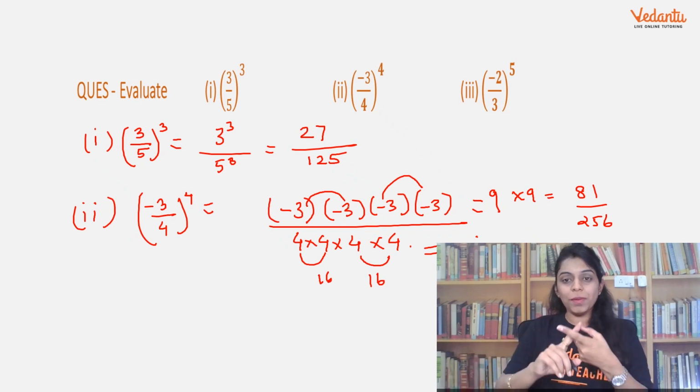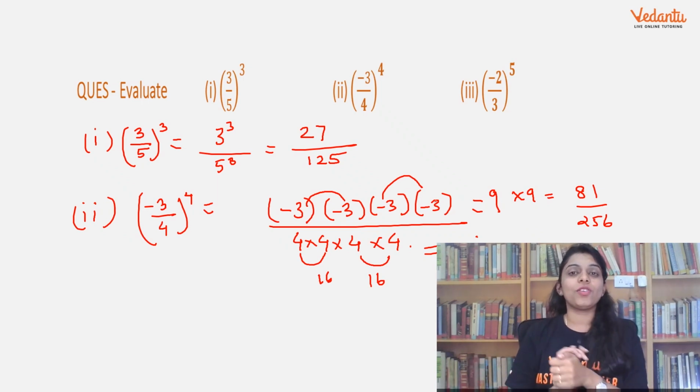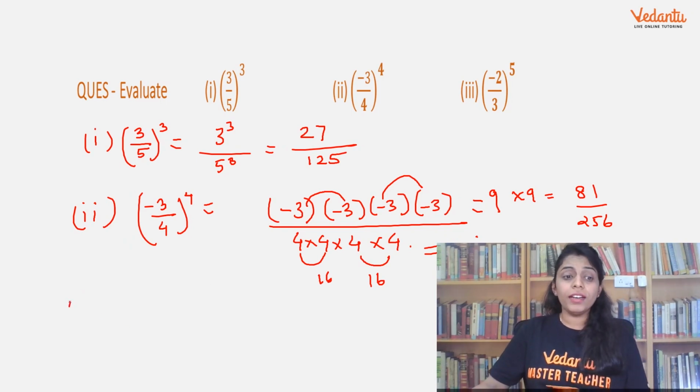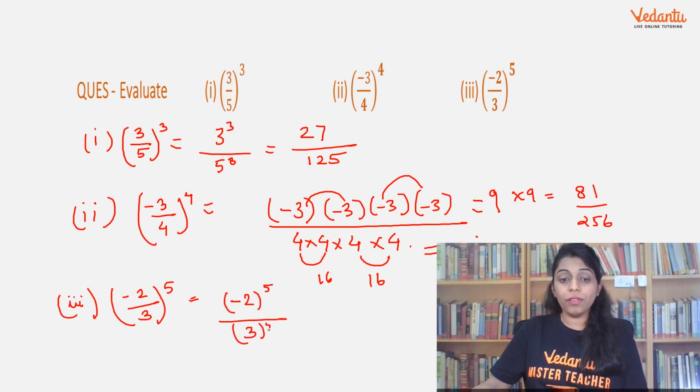Now I have not forgotten the minus sign here. Minus into minus becomes plus, and minus into minus becomes plus. So the final answer is positive. Please take care of the minus sign. Do not forget it at all. Otherwise the whole answer is going to be wrong. Okay, the last question is this: (-2) raised to the power 5 upon 3 raised to the power 5.